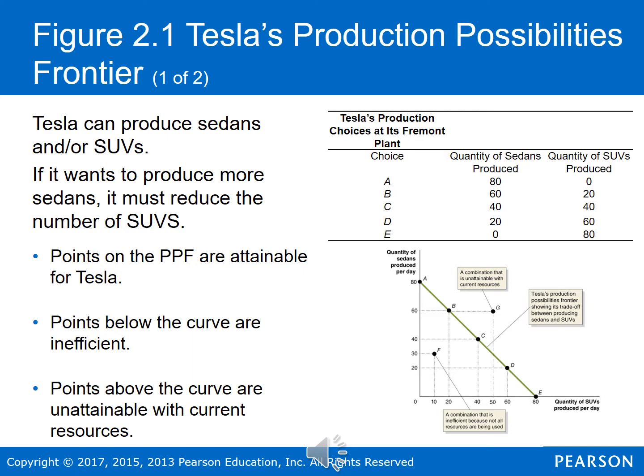They can also produce inside the line. So for instance, point F on that graph. But point F on the graph is inefficient because they could be producing more SUVs and sedans given the resources they have. Points to the right of the curve, outside of that production possibility frontier curve, are impossible for a firm to make, or in this case for Tesla to make with their current resources. So in this case, point G, that is more SUVs and cars combined than their resources will allow them to do.